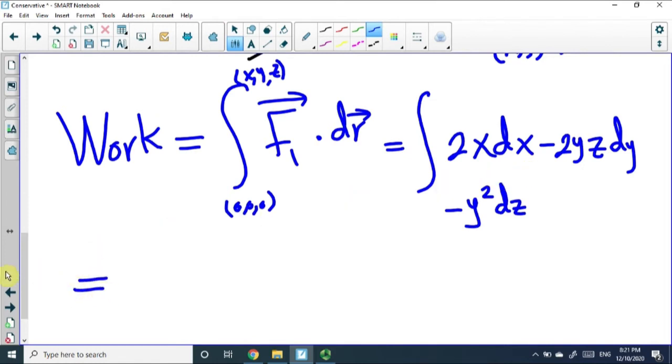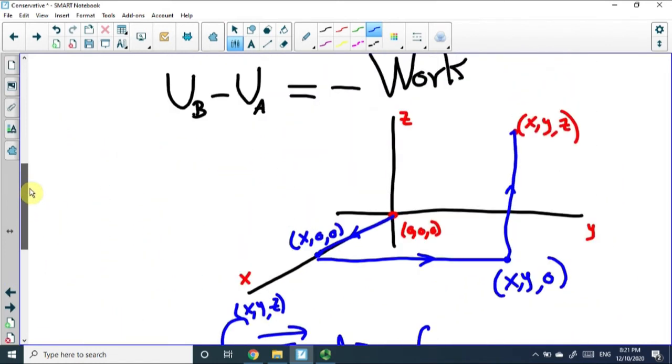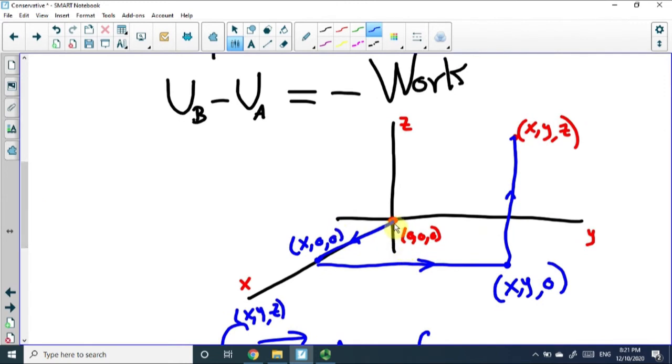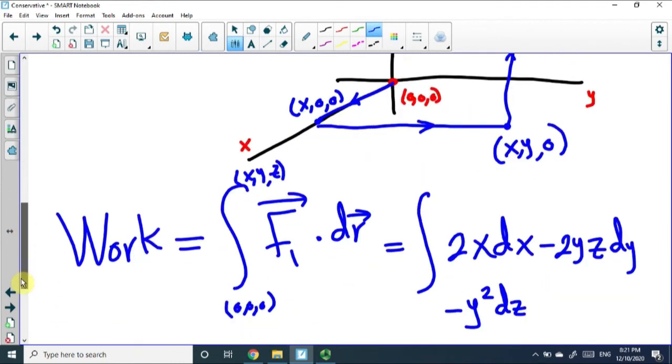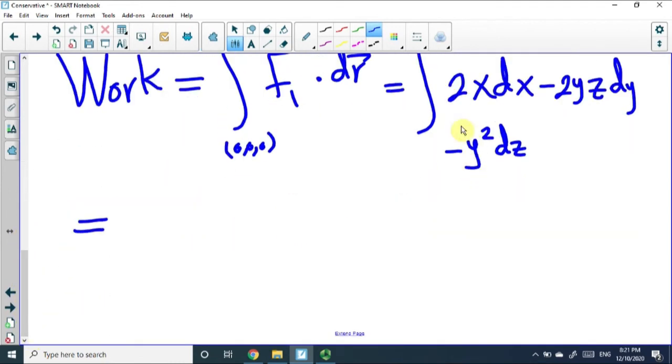So let's try to think now how to find this work along this path. If you think about the first segment first, we are moving on the x-axis. So x is the only variable that's going to change, while y and z are constants and equal to 0. So for the first segment, only the integration over x contributes, which is 2x dx. That's it.